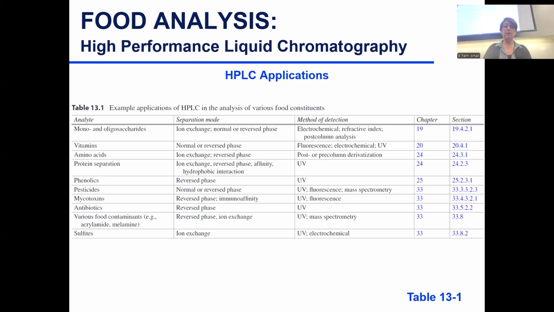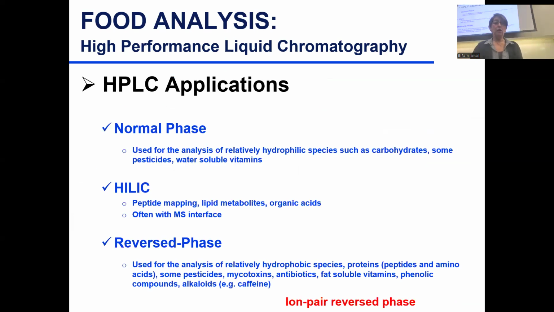All right, this is a good table. When I ask you to give me an example of an analyte using different separation modes, this is a good summary, table 13.1 in your book. And then we already talked about normal phase and hydrophilic interaction chromatography, which is similar to normal phase, but uses different mobile phases. So you can use, for example, acetonitrile as a solvent in hydrophilic interaction chromatography.